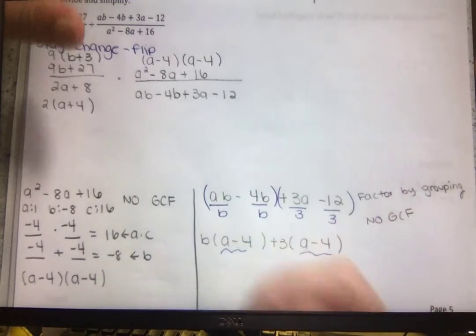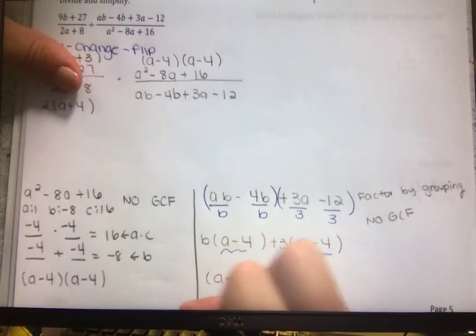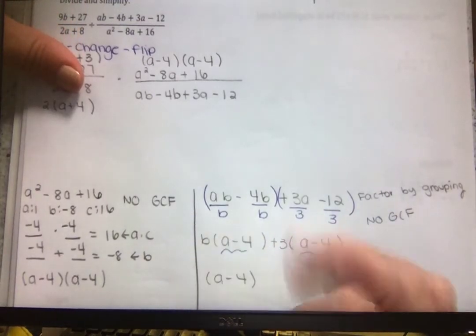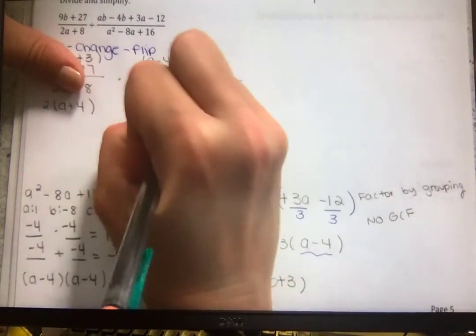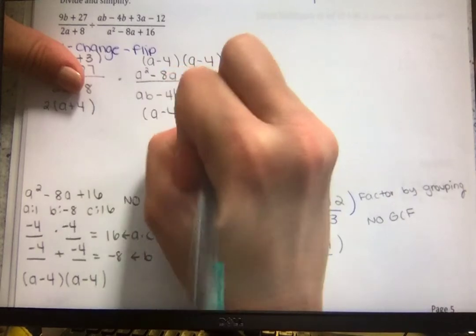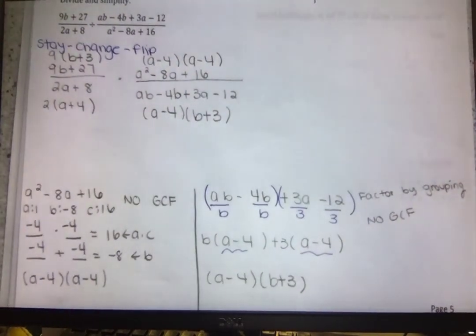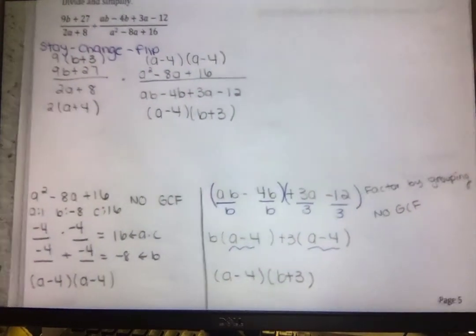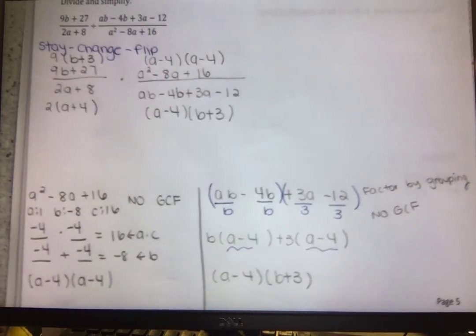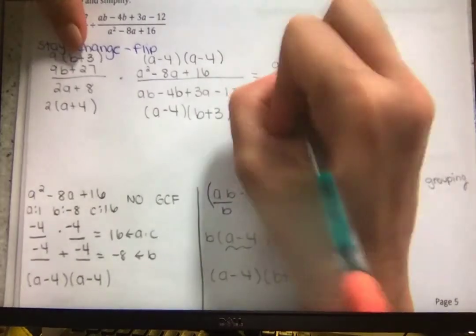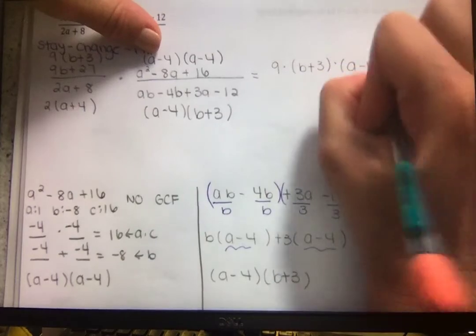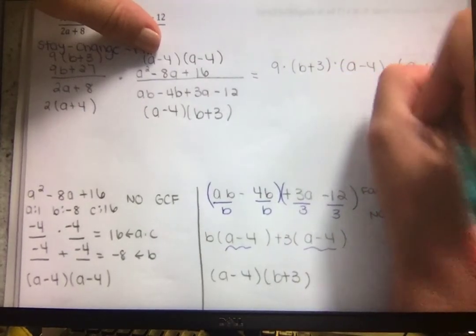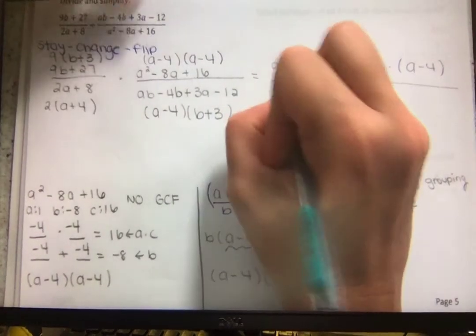So seeing what can cancel out. b plus 3, a minus 4. That's it. That's an a minus 4, that's an a plus 4. They're not the same thing. So up top we're left over with 9 times a minus 4. On the bottom we're left over with 2 times a plus 4. No factors are in common, so that's going to be our final answer. And this is Module 7, Homework 1 notes.